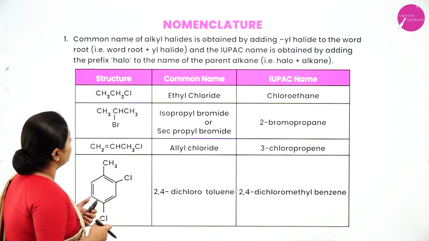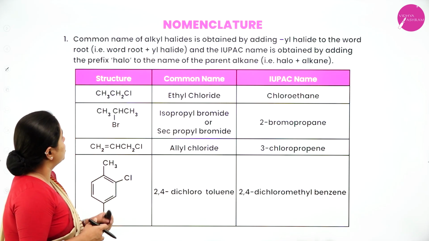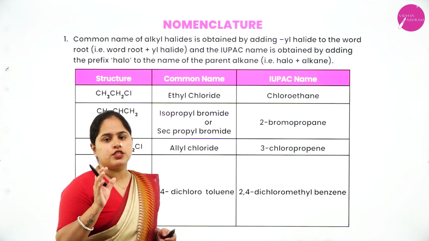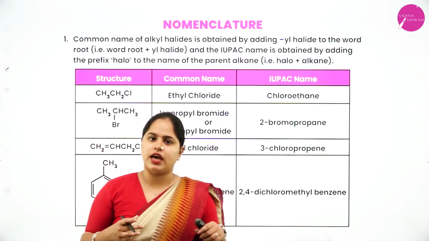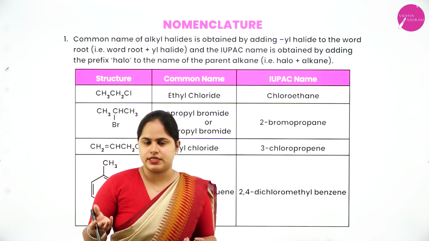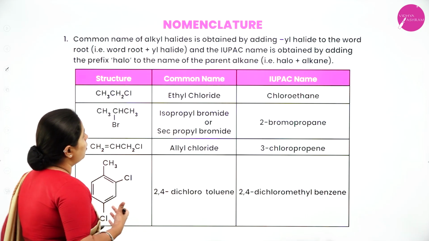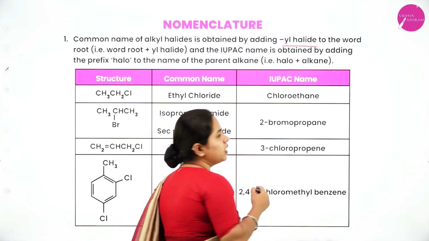The common name of alkyl halides is obtained by adding yl halide to the word root, that is, word root plus yl halide. So that is how it will be. It means that any haloalkane or haloarene will have a common name as well as an IUPAC name. How can we write the common name? To the word root we have to add yl halide.